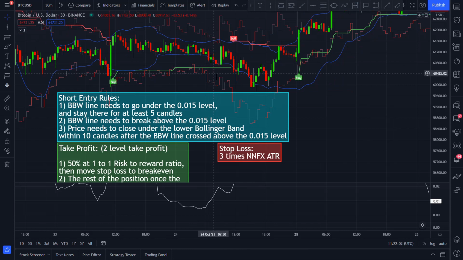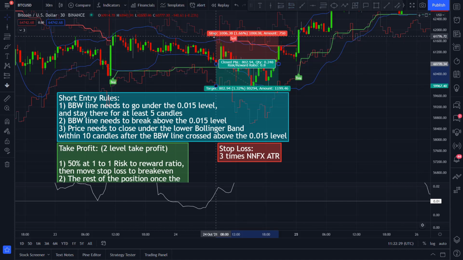One important thing I have to mention, that this cross under the lower Bollinger Bands needs to happen within 10 candles after the BBW line breaks above this level. But as you can see, it happened on the 3rd candle. So that is going to be a valid short entry.